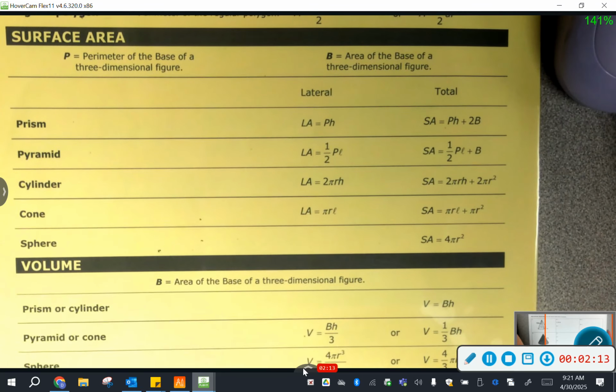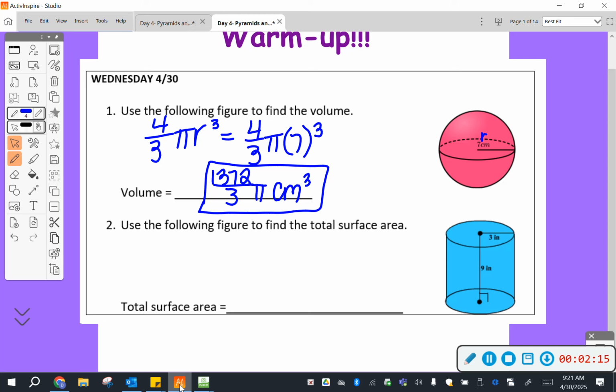Remember, I want you to write down the formula first. So that formula is 2 pi rh plus 2 pi r squared. Again, just looking at that, it can kind of be intimidating. However, I'm giving you that. You don't have to remember it. You don't have to figure it out. It's going to be on the board.